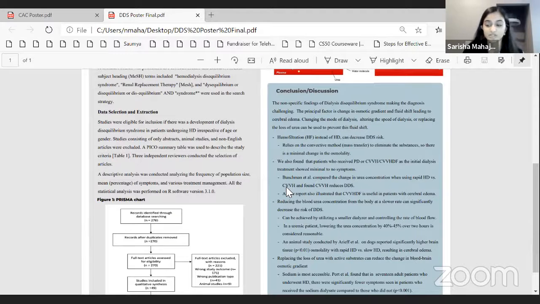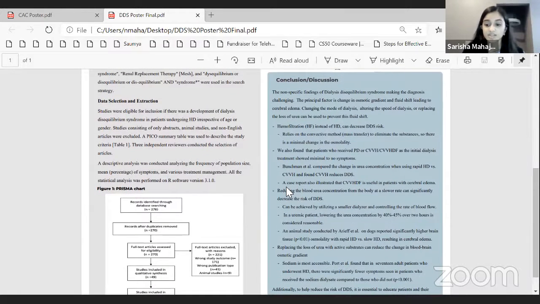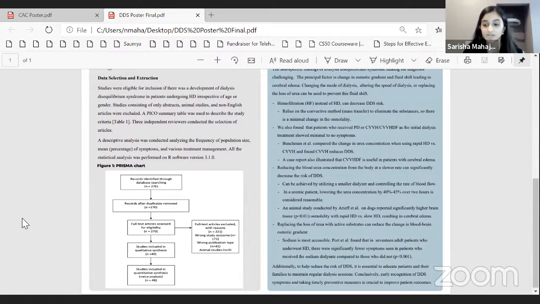Continuous veno-venous hemofiltration or hemofiltration can substantially decrease the incidence of DDS. Second, altering the speed of dialysis by reducing the blood urea concentration from the body at a slower rate can also significantly decrease the risk of DDS. Finally, replacing the loss of urea with active substrates, such as sodium, which is most easily available, can be used to prevent the fluid shift that leads to edema during DDS. So ultimately, understanding how to reduce and prevent this rare condition can lead to safer dialysis sessions in the future.